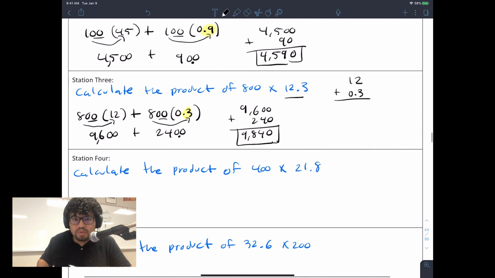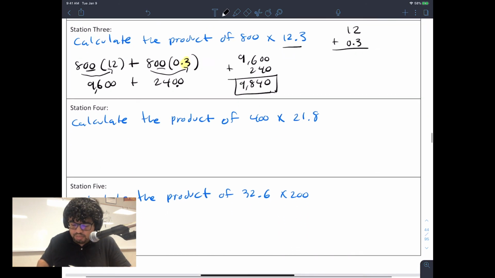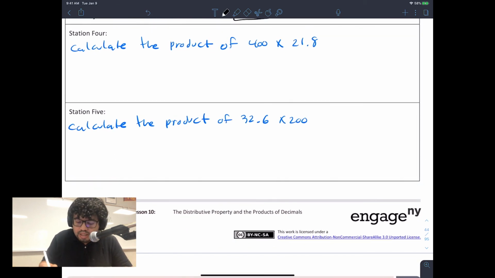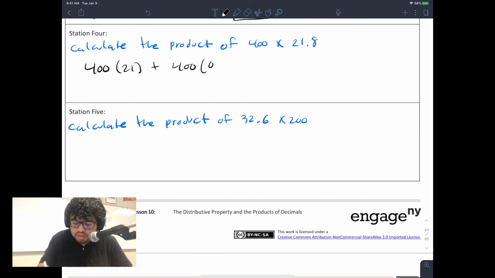Okay, so now we go ahead and do station number 4. Calculate the product of 400 times 21.8. Okay, so first we have 400. First, I'm going to distribute it into the 21, plus 400 distributed into the 0.8. Okay, so now I multiply 4 times 21.